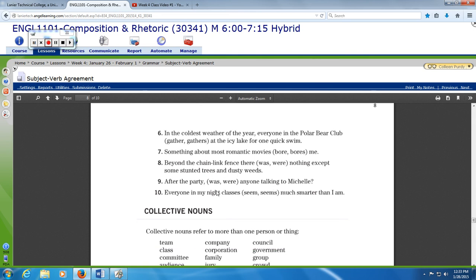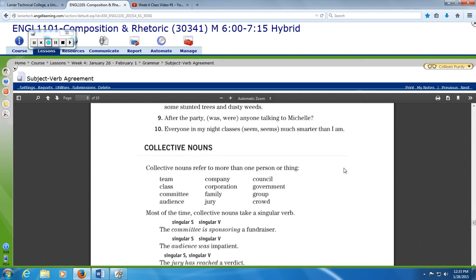Everyone in my night classes. In my night classes, prepositional phrase. That is not your subject. Okay? Everyone seem or seems much smarter. Okay, so everyone is a singular indefinite pronoun. Seems. Okay, seems. If you thought classes was the subject and you chose the plural verb to go with it, you would have been incorrect. Everyone seems much smarter than I am.